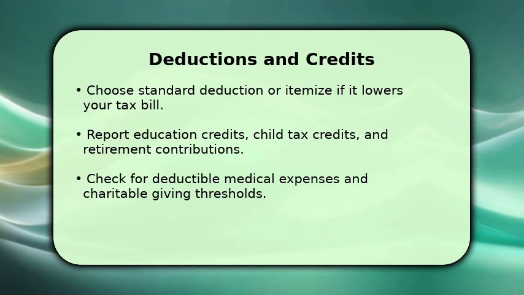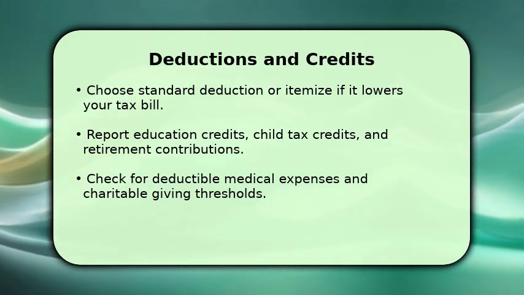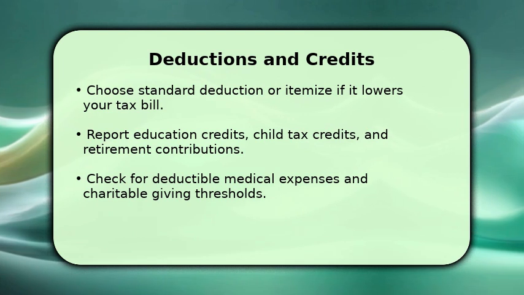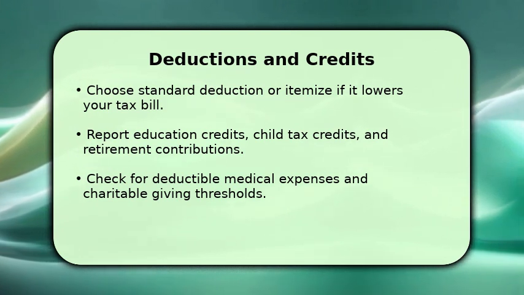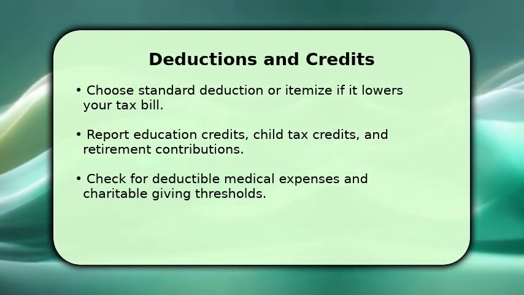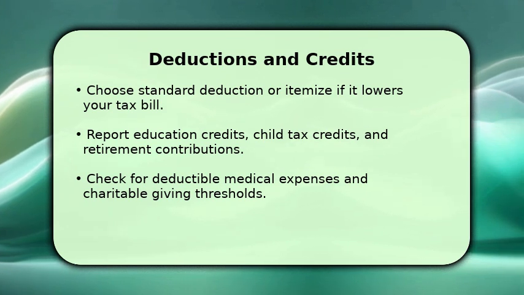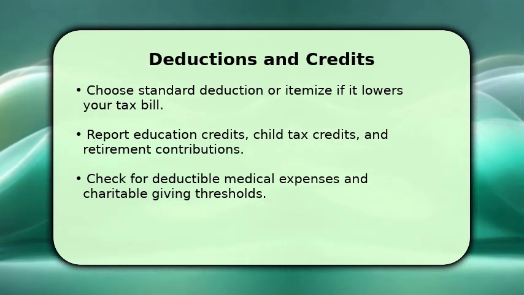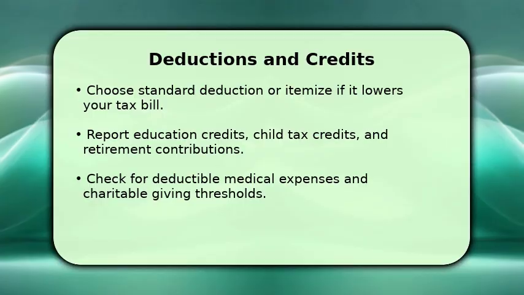Include deductible medical expenses and charitable gifts only when they exceed thresholds, and upload receipts for records. TurboTax will flag potential credits and audit risks, so you can review each item before proceeding to the review and filing stage.